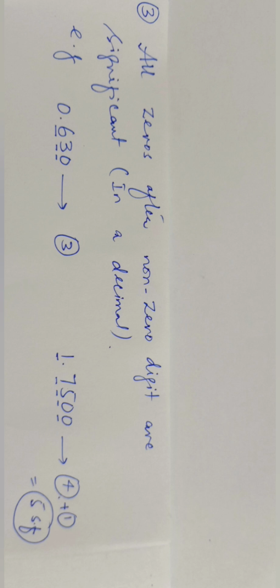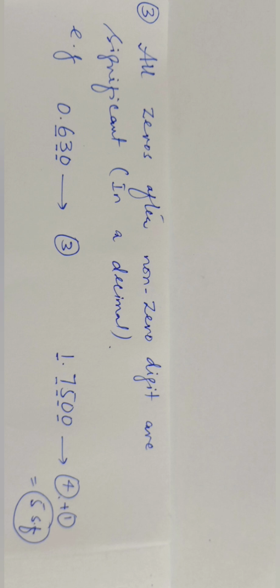We may see the first example, which is 0.630. There are 3 numbers after the decimal point. After 63 there is 0, so we will count that because this is after non-zero digits. There are 3 significant figures in the first example. Remember, the first 0 which is at the start of the decimal, we will ignore that.